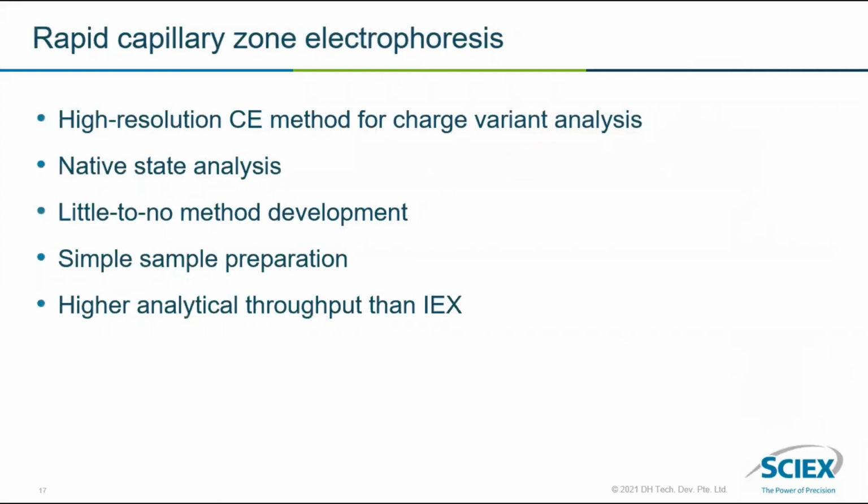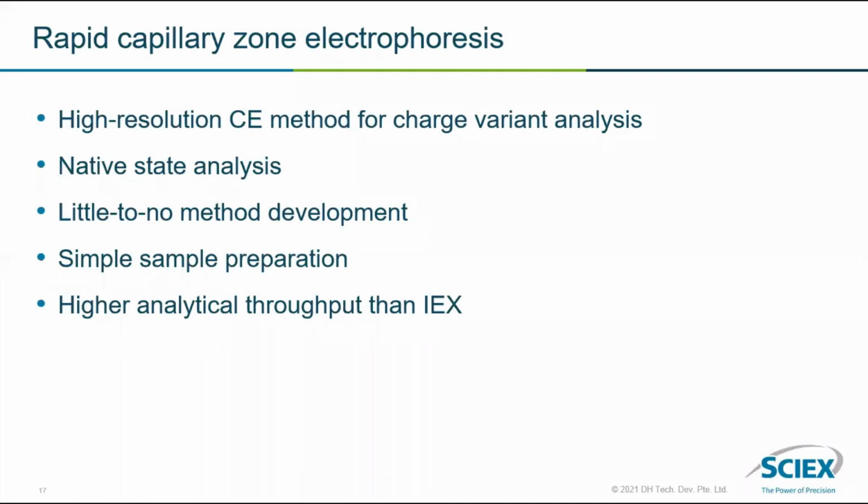The capillary zone electrophoresis technology is a very good method. It will give you a high resolution method for charge variant analysis. You can distinguish between basic and acidic variants present in your peptide samples. You can also do native state analysis. For this application, we have a dedicated kit, which means the method development is very little. You don't need to develop the method for the CZE analysis, because the kit contains all the required buffers in the capillary to run the CZE application for the peptide.